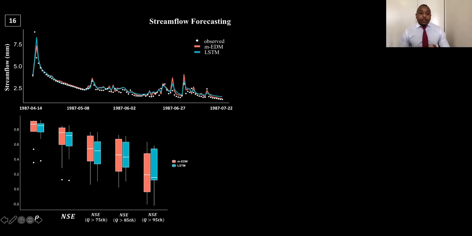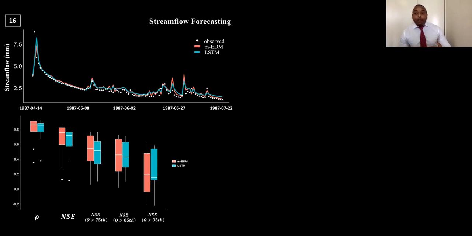So the results that you see in the box plots here in the bottom summarize the performance of the two algorithms with respect to one day ahead streamflow forecasting in terms of different metrics. So here we have correlation coefficient, Nash Sutcliffe efficiency, and Nash Sutcliffe efficiency for events above the 75th, 85th, and 95th percentiles. And our algorithm here is shown in red, whereas the LSTM in cyan. Now, if you look at the median of these box plots, you will see that our algorithm consistently, although marginally, outperforms the LSTM.